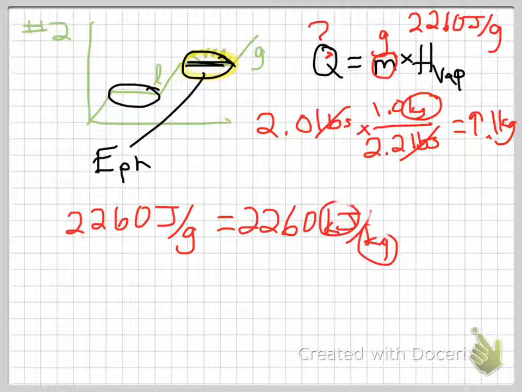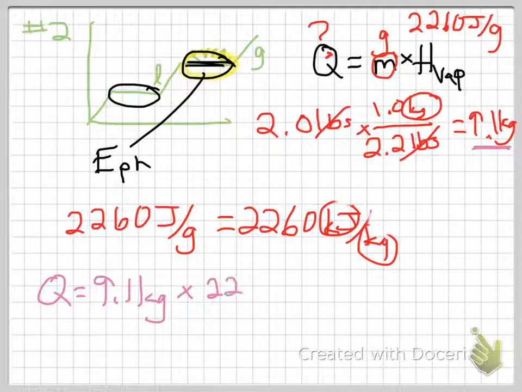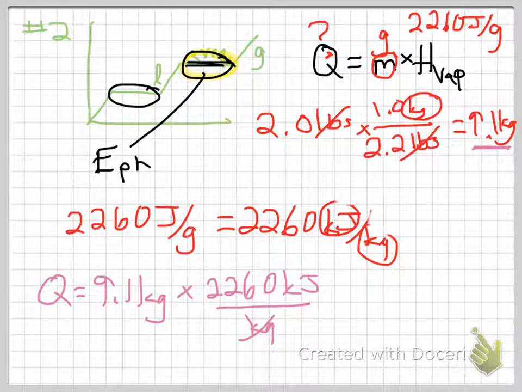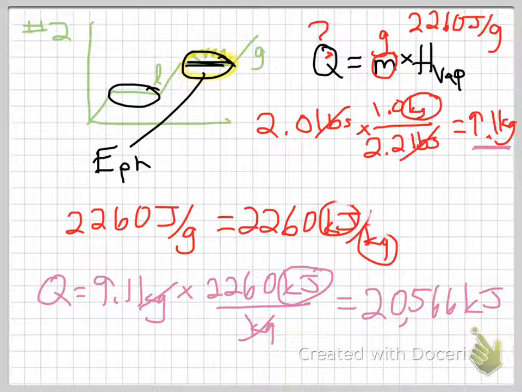And since in this question we want our answer in kilojoules and we have kilograms, we're going to use this. So we have Q equals our mass, which is 9.1 kilograms, times 2,260 kilojoules per kilogram. So our kilograms cancel out, we'll be left with kilojoules. We get 20,566, and we need 2 significant figures. Our lowest number of significant figures is 2, so we'll round to 2 significant figures. So we get 21,000 kilojoules.